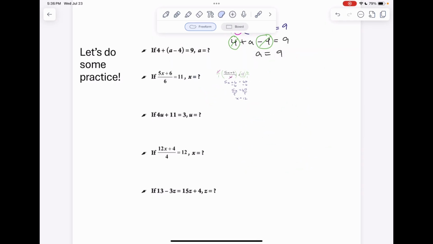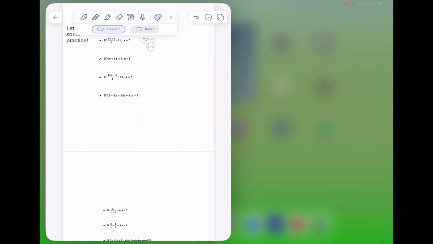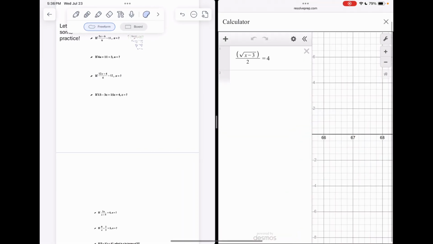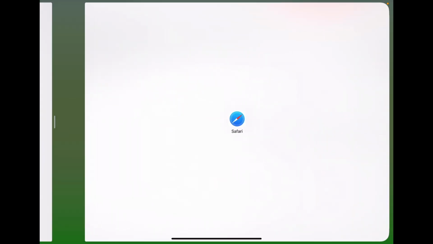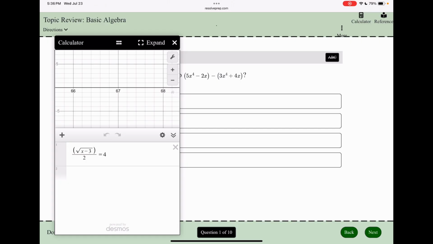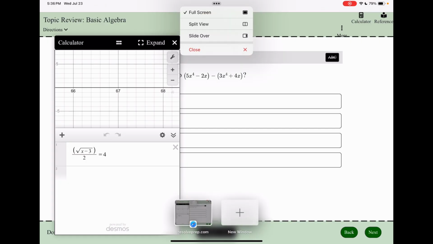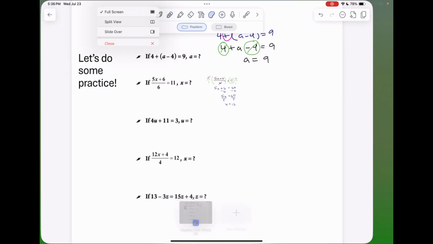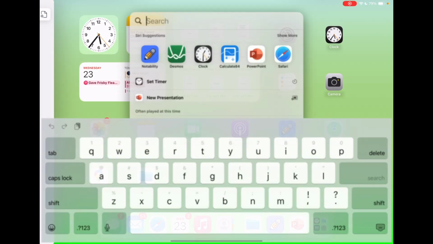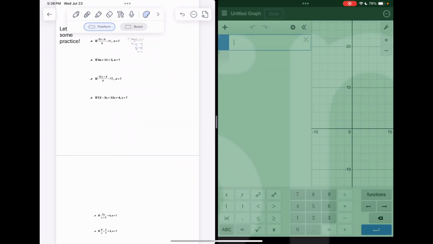Okay, let's try that on Desmos. I'm going to go ahead and split our view here. Okay, and let's type it in. Let's see what we've got. It's being persnickety. Let's try that again. Okay. You know what? I'm going to close this down, and let's go ahead and grab Desmos instead.